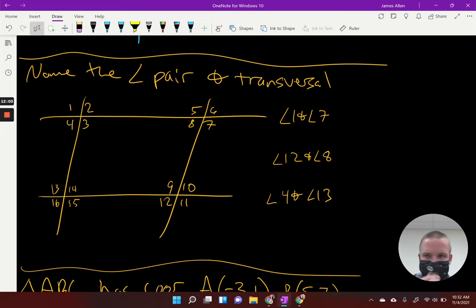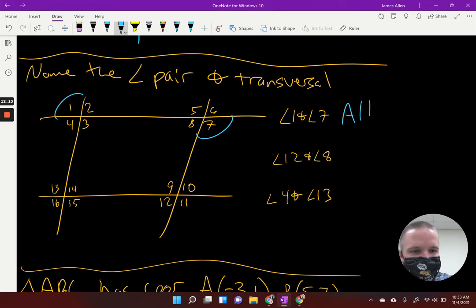Name the transversal, or angle pair and transversal. So we've got this wonderful diagram here. 1 and 7. Marked, marked. So those are alternate exterior angles, and my transversal. I should have labeled these. I'm going to do that right now. My apologies.